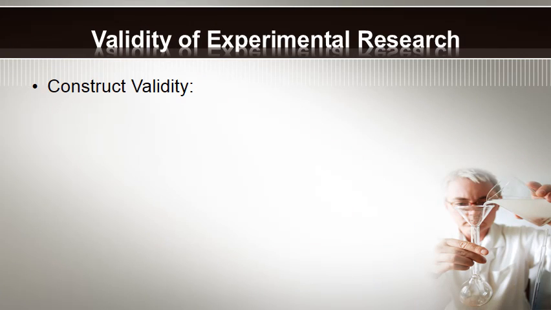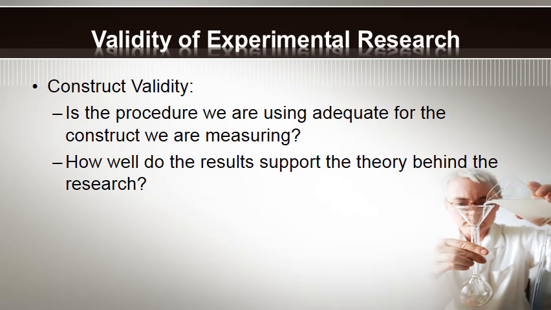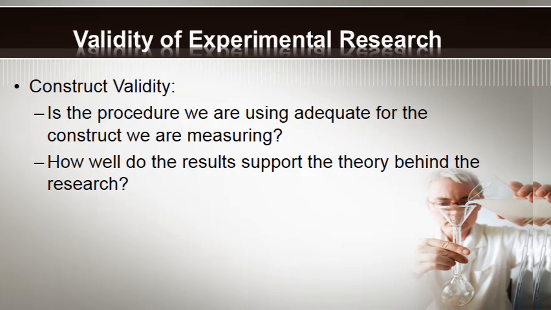And construct validity, which is the second kind we're going to look at, gets us back to the operational definitions of our constructs. All research should have its basis in theory, and what we're looking at here is, does the experimental procedure that we've chosen to support our theory successfully rule out other possibilities? So how well do the results support the theory behind the research?